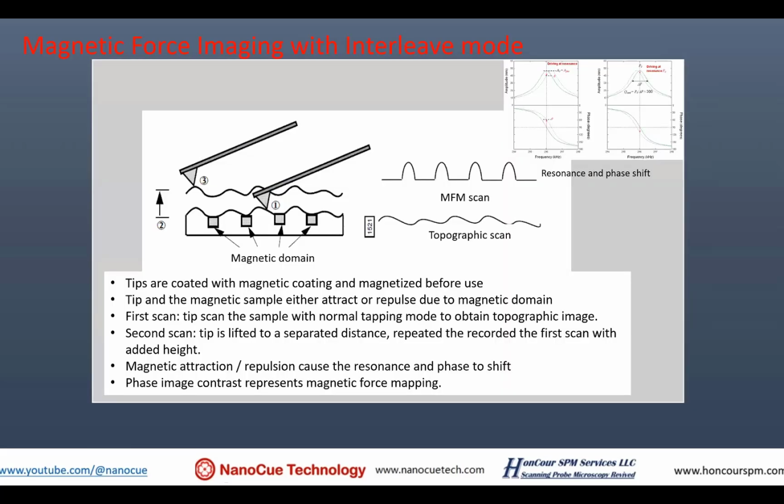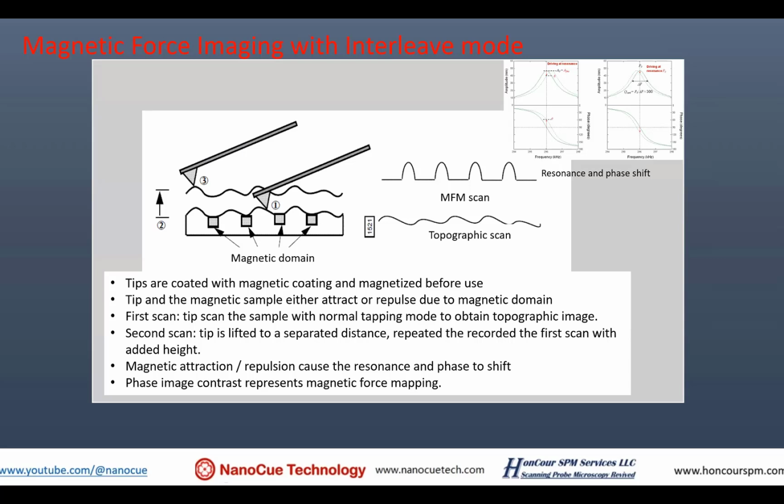The way to do that is that, first of all, magnetic force was imaged using what we call the interleave mode, or lift mode. In other words, to detect the long range force. Because one reason to do interleave is that when tip and sample are very close to each other, the short range force is much stronger than the long range force.